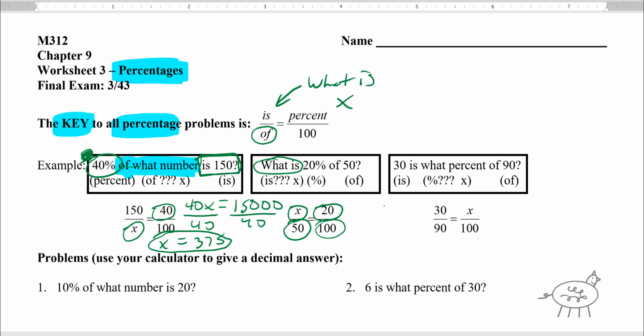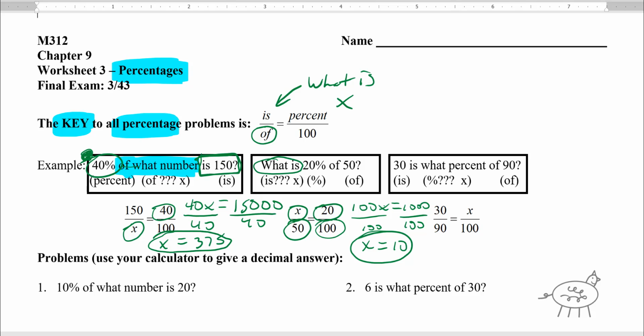You cross multiply. 100 times x is 100x. Then take your calculator and do 50 times 20. It's 1,000. Divide both sides by 100, and it comes out to be 10. So what is 20% of 50? It's 10.